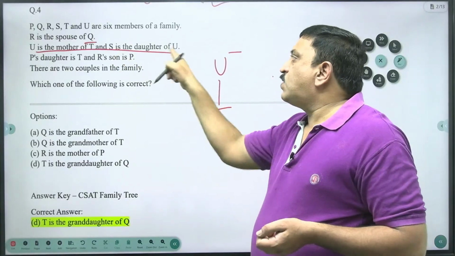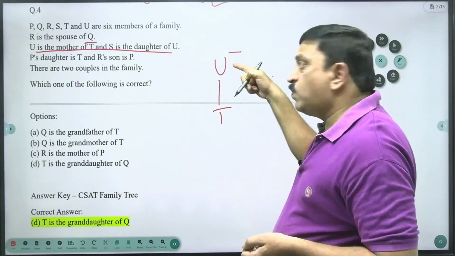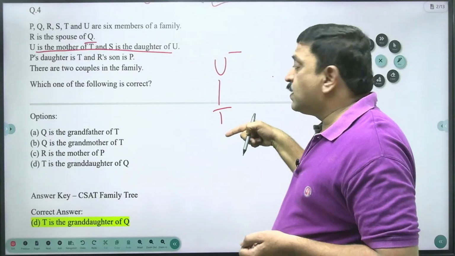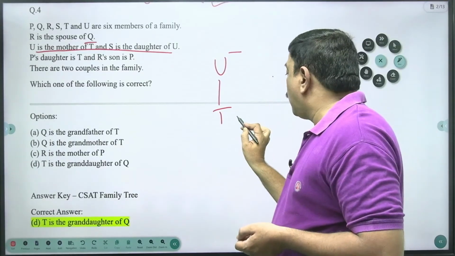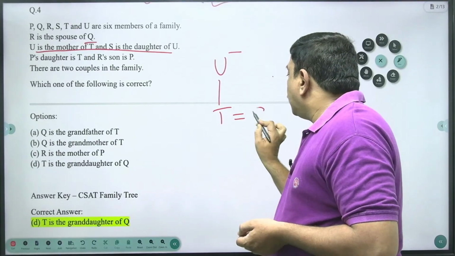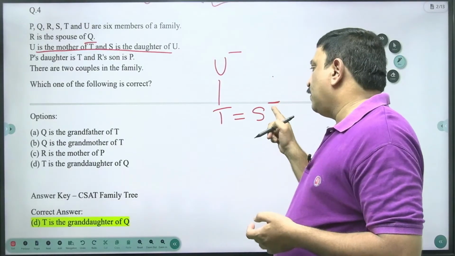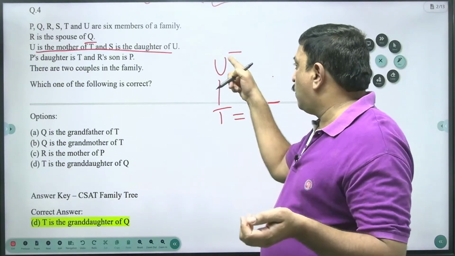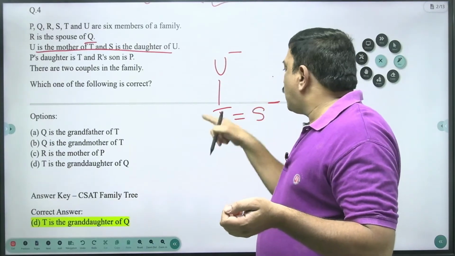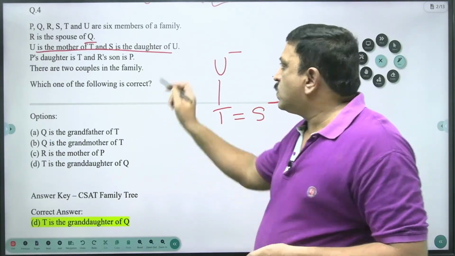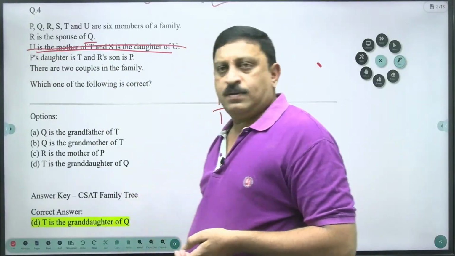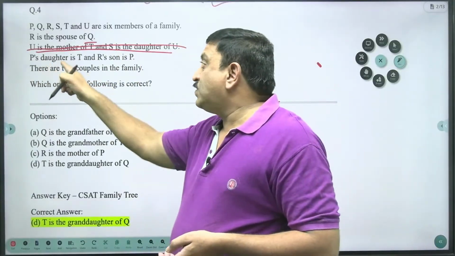And S is the daughter of U. S is the daughter of U, so I can say they are brother and sister. We don't know, but S is a lady, that is, S is a daughter. But T, who is that one? We don't know. But U is the mother of both T and S. Next. So we used this sentence. Leave that one, right? Next, P's daughter is T.